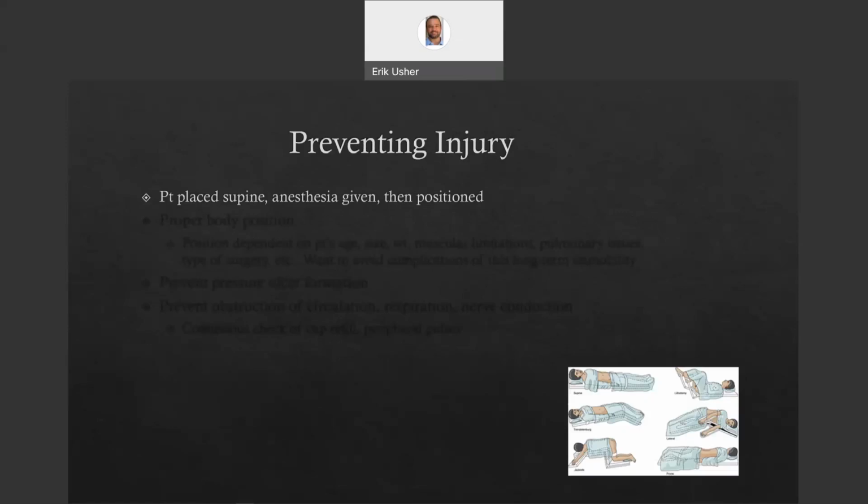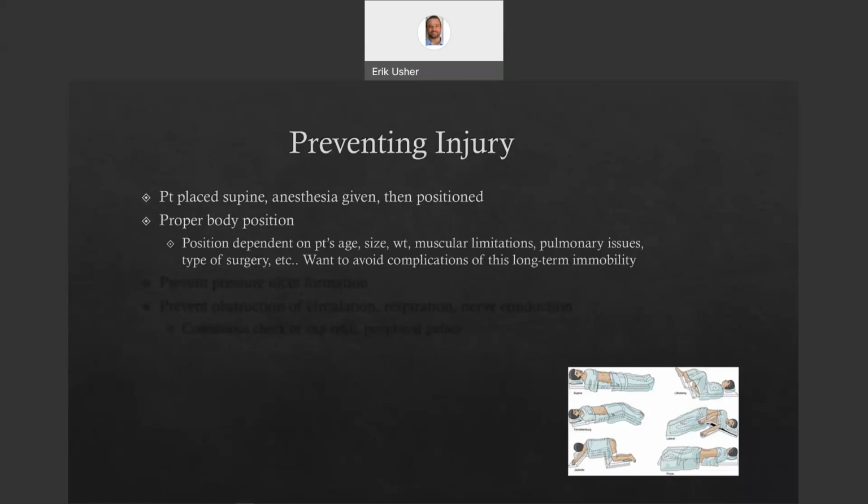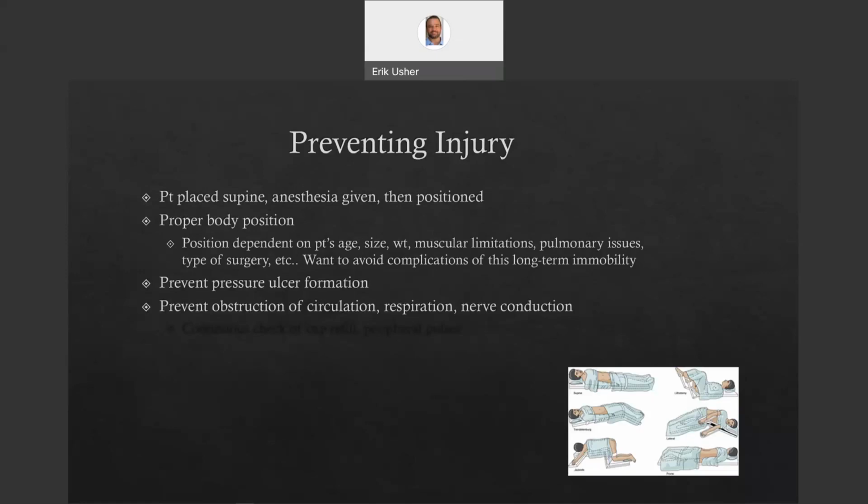So when we prevent injury, we place the patient supine, anesthesia is given, and then they're positioned. And it's anesthesia that's actually responsible for ensuring that. So that proper body position depends on the patient's size, age, muscle, pulmonary issues. What's the surgery? But the key thing is to avoid complications with long-term immobility. And that's pressure ulcer formation, prevention of obstruction of circulation, and nerve conduction. That's a huge one where people actually get palsies from inadequate prevention on an operating table.